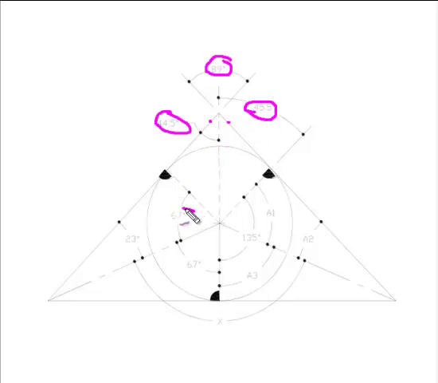I know that I've got this 67 degrees here. I have 67 degrees here. I have 135 degrees here. These are all given angles. And I have 23 degrees here. Again, go for what you know.